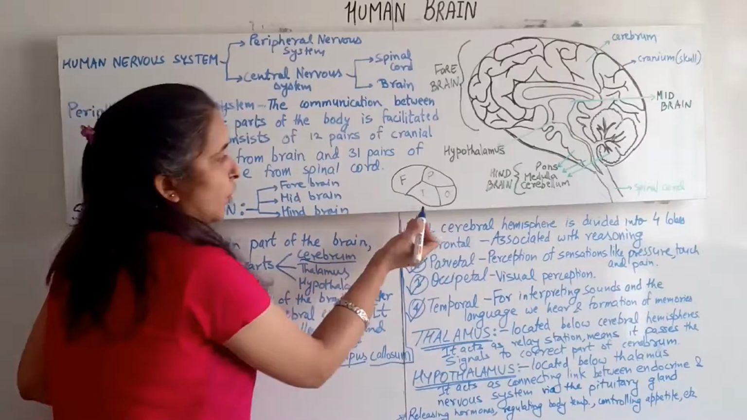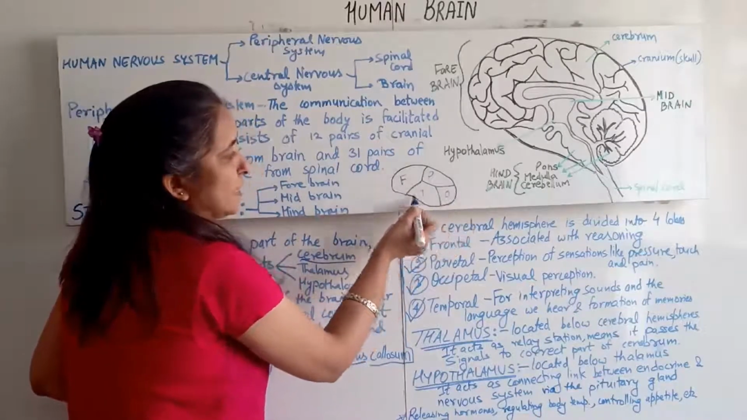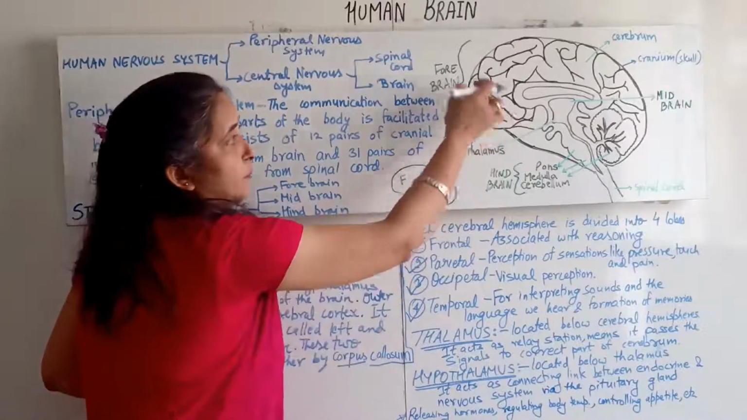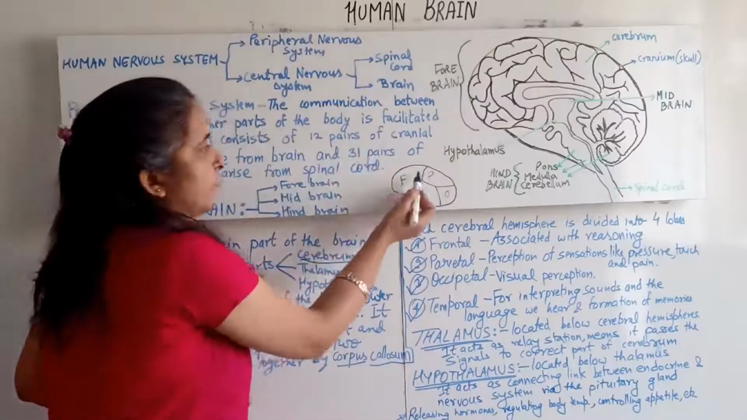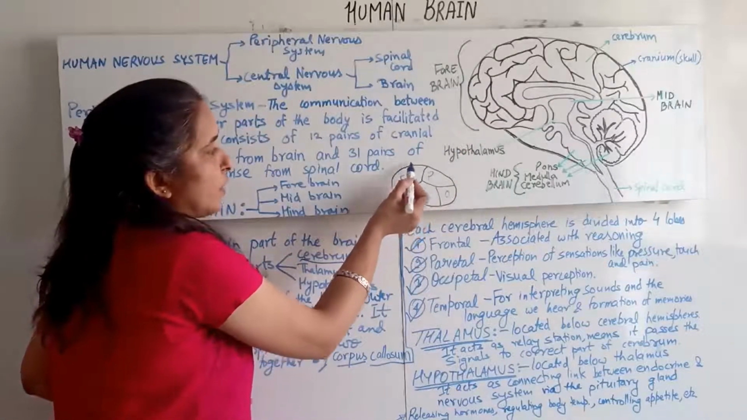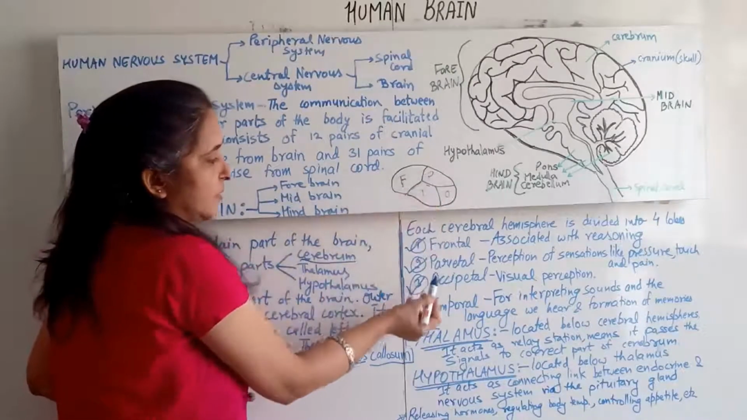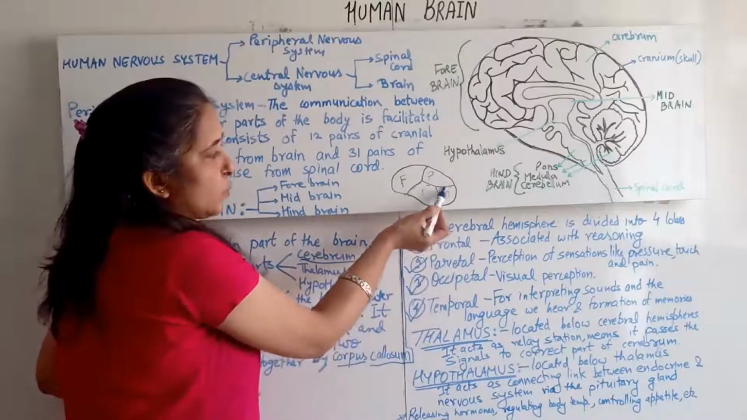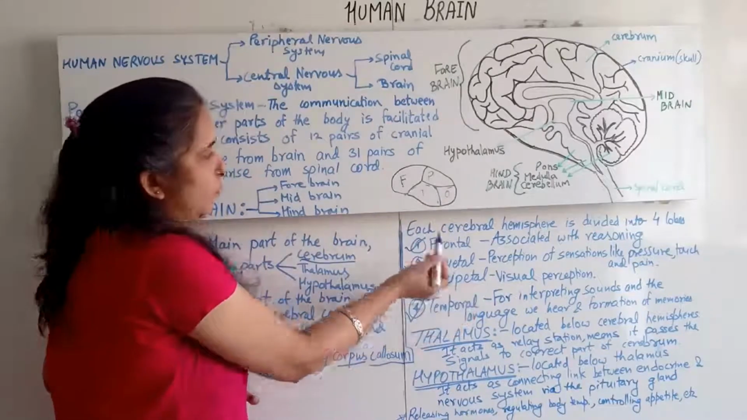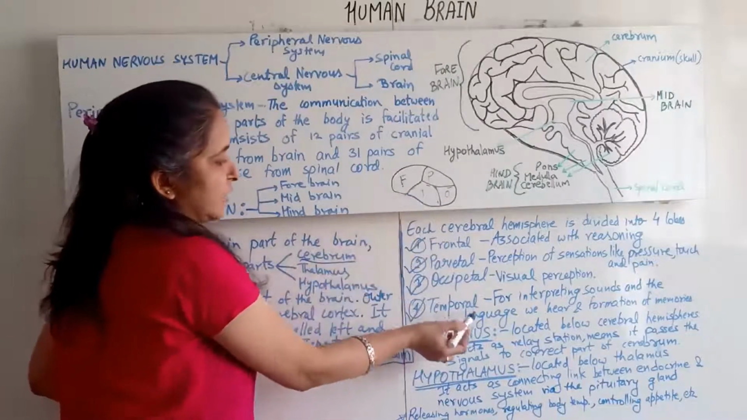Now here see, I have drawn the diagram of the brain. Only the cerebrum part I have drawn. Fine. Now cerebrum, this front part is called the frontal lobe. This one I have written here P, that is the parietal lobe. This one O, occipital lobe. And here I have written T, that is temporal lobe.